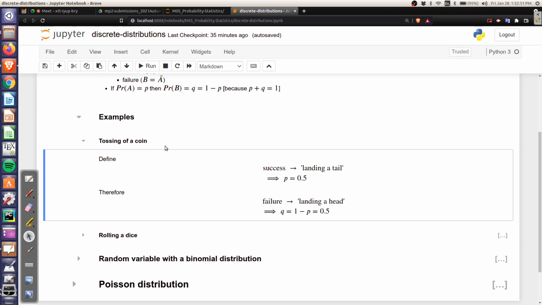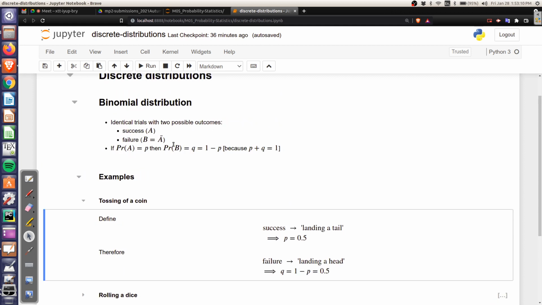As we all know, a coin has two sides. There cannot be more than two sides. So the probability is 50-50. When you toss a coin, you'll get probability 50-50. So the probability of success is 0.5, which means the probability of failure is also 0.5, that is 1 minus P. So this is an example of a binomial distribution, such as the tossing of a coin, where you have these two outcomes.